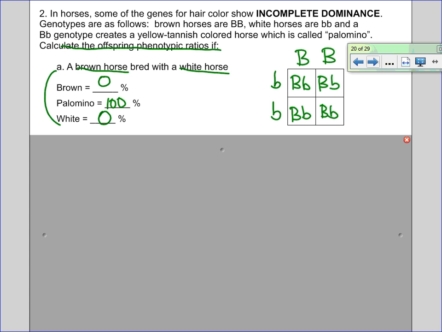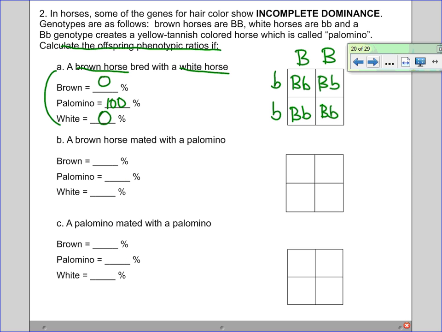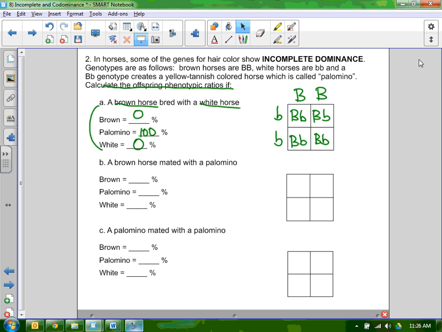After going through this example, what I want you now to do is try questions B and C on your own. All right, you should pause the video now, try questions B and C, and after you finish trying them on your own, press play and we'll go through the answers together. So you should pause the video now.